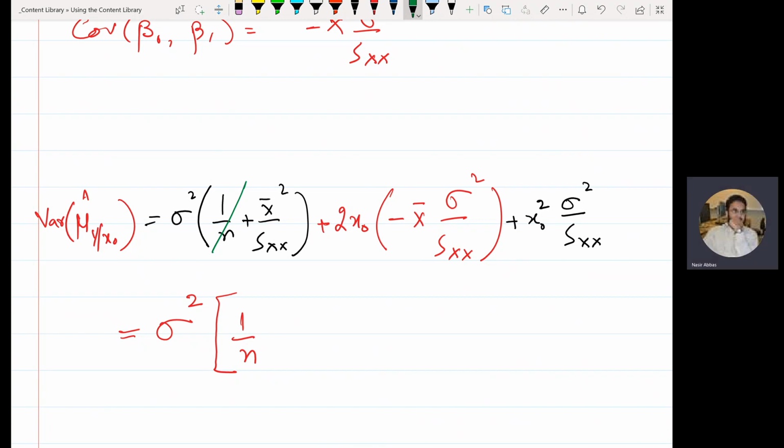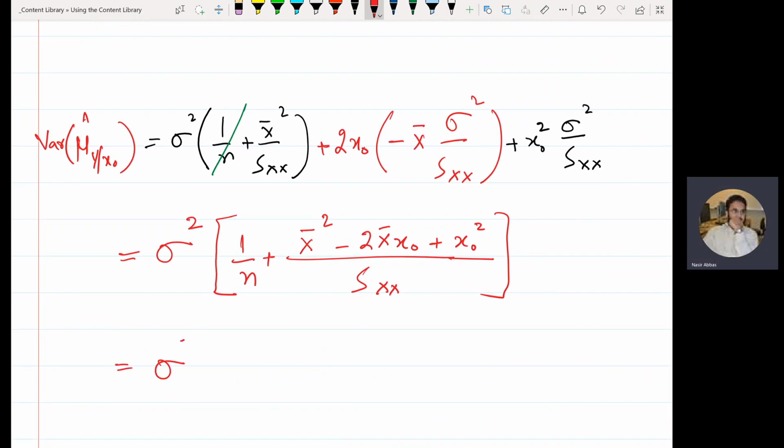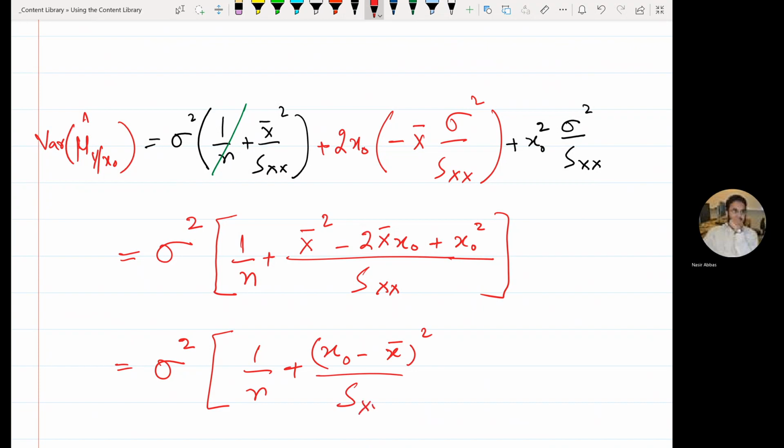Then from the remaining three, I can take sxx as a common factor in the denominator, because all of them have sxx. And then I have x bar square minus 2x bar times x naught plus x naught square, which is a complete square. So the final result comes out to be 1 over n plus x naught minus x bar whole square over sxx. This is the variance.